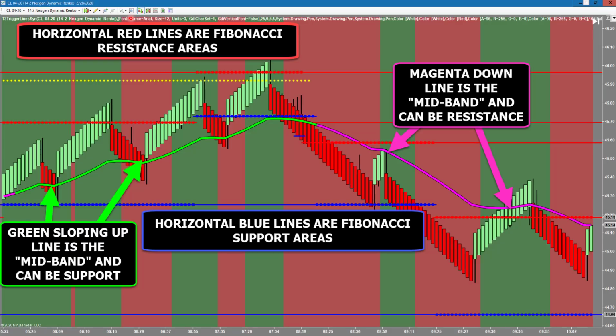As an end user, you have red horizontal lines that go across your chart, which can become resistance. You have blue horizontal lines that run across your chart, which can be support. And we also use a 55 period moving average, which can be green if it's going up or magenta if it's going down. Those, in addition to the yellow dots, which are the Fibonacci 100% alternate, are the support and resistance areas that we're going to look to either buy or sell. So if the market's going up, we'll buy support. If the market's going down, we'll sell resistance.